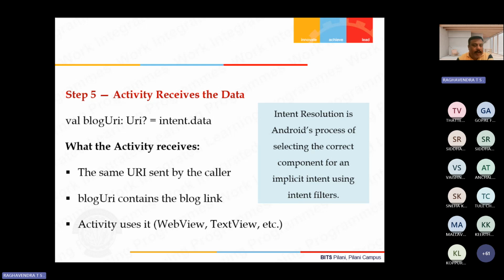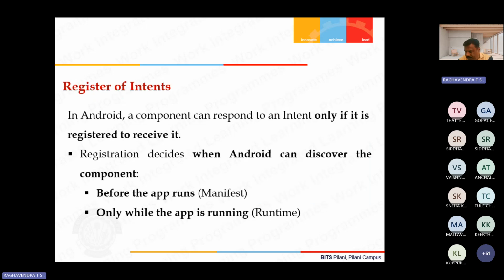So when the same URI is sent by the caller, blog URI contains the blog link already, and then it uses it in the place where you mention it, whether it is in the mode of web view or it could be text view or anything as such. So it is the Android process of selecting the correct component for an implicit intent using intent filters.